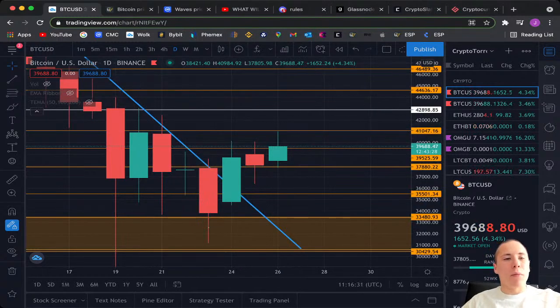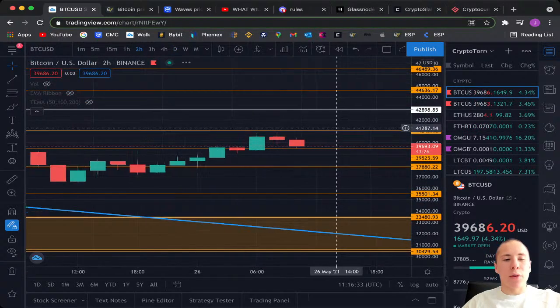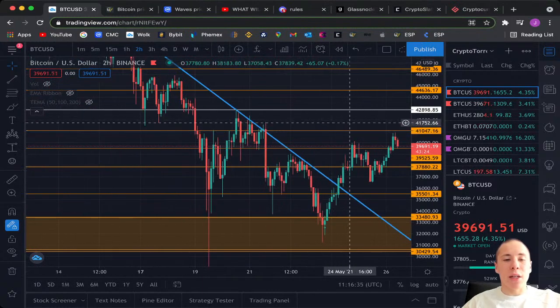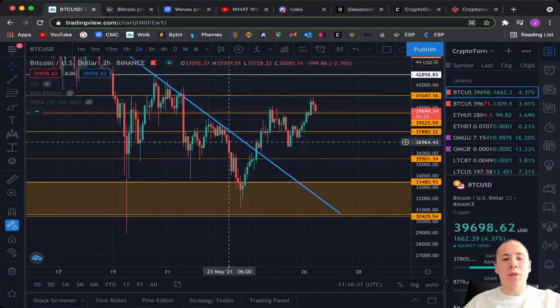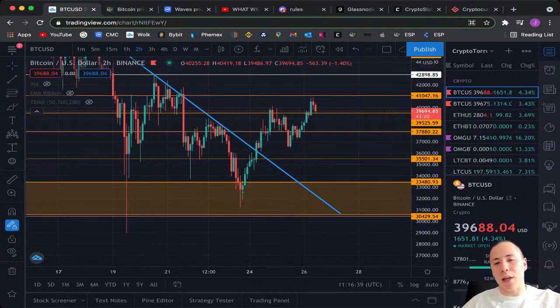Oh no, but before, I wanted to show you what the possible move towards the downside would be as well if Bitcoin breaks out towards the downside instead of towards the upside.